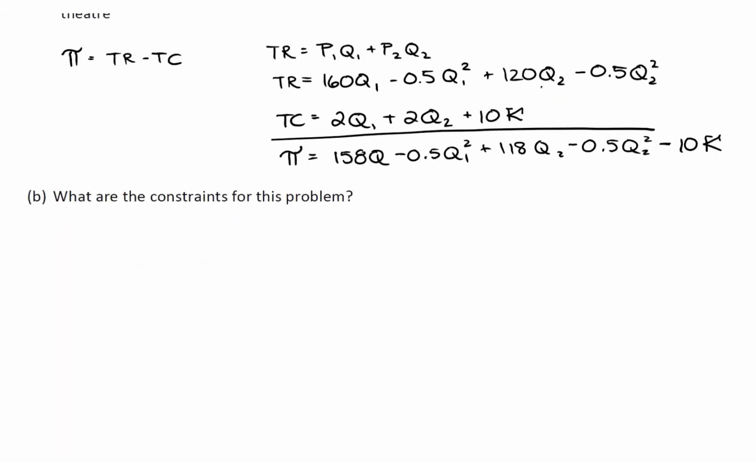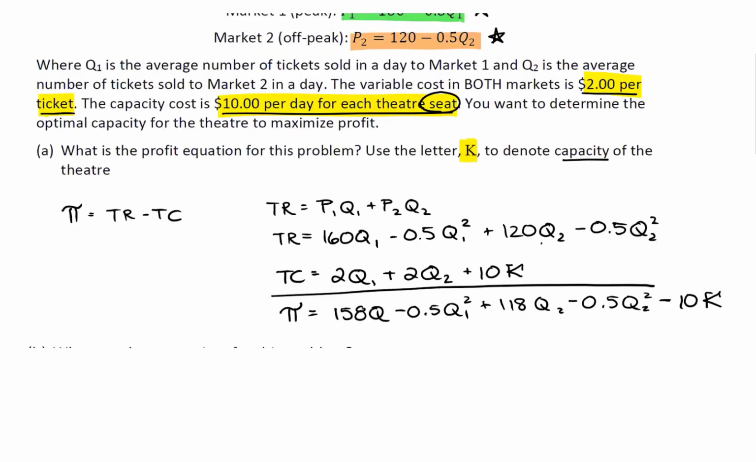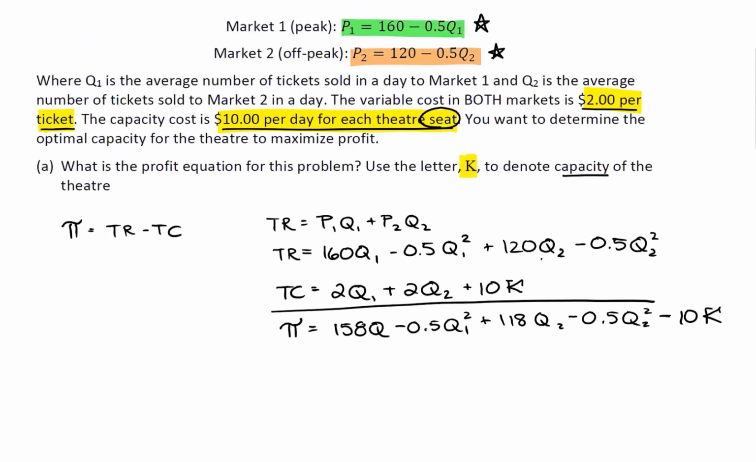Part B is now asking us, what are the constraints for this problem? What are our limitations? They didn't list any explicitly. We have natural constraints between supply and demand and getting our profit to not drop. But do we have a limit on how many tickets, for instance, that we can sell? How many tickets can you sell in a theater? The limit is how many seats are available, isn't it? It's the capacity.